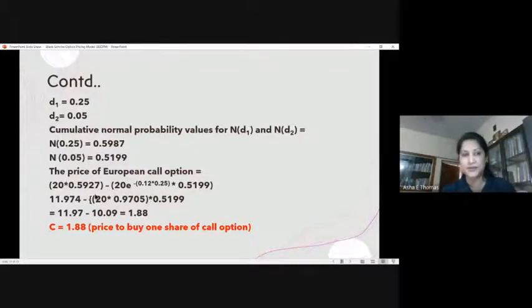Okay, so we will go with computation of those in the brackets first, and then we will open up the brackets. So here, solving the first part of it, that is 20 into 0.5927, I get 11.974. That's what I get here. And then I went with computation, solving this part. I solved this part first. I took the value from the anti-logarithm table, and then this is how I get it. Anti-logarithm table, 20 into this part I will get, and then the whole multiplied with 0.5199.